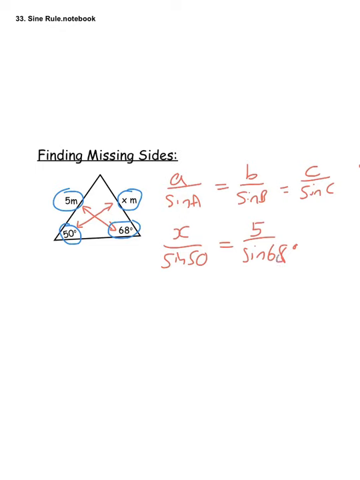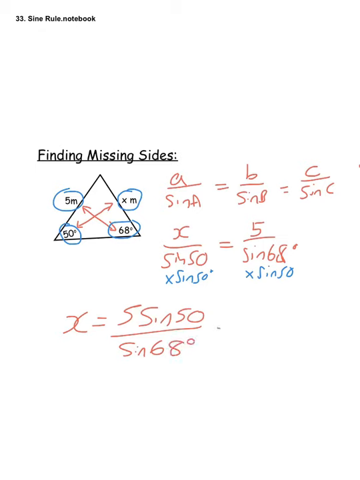Okay, so next step we need to rearrange this. So to get the sine 50 off the bottom of this fraction, we are going to multiply both sides of the equal sign by sine 50, and our answer is going to be x is equal to 5 sine 50 over sine 68. And then at this point we can just put that into a calculator. If we type in 5 times sine 50 divided by sine 68, we get a value of 4.13 meters. And that's our final answer.